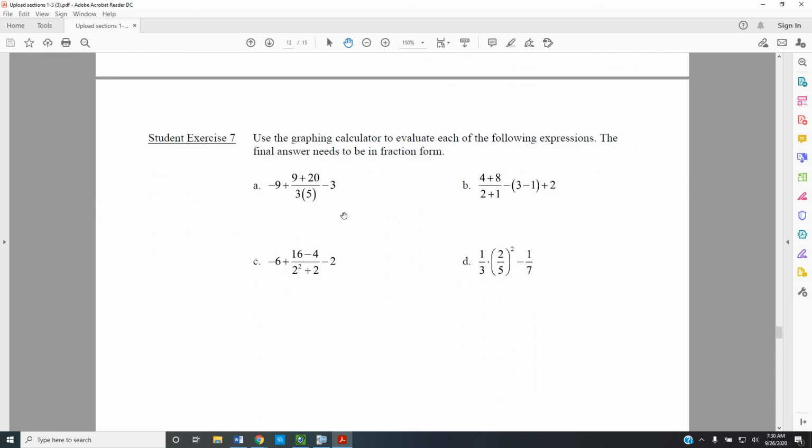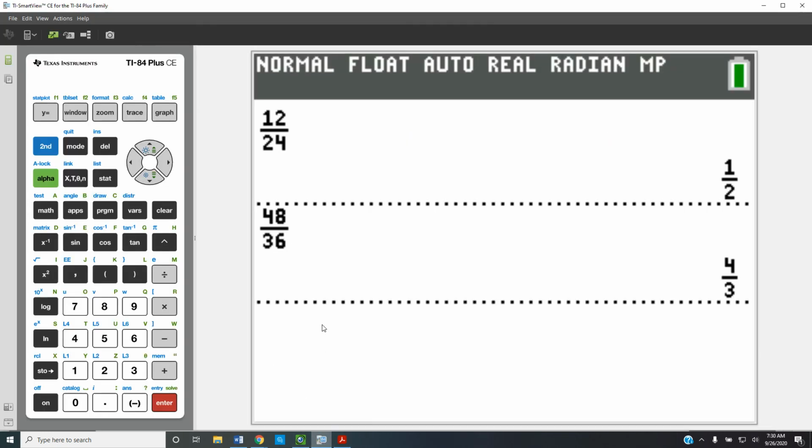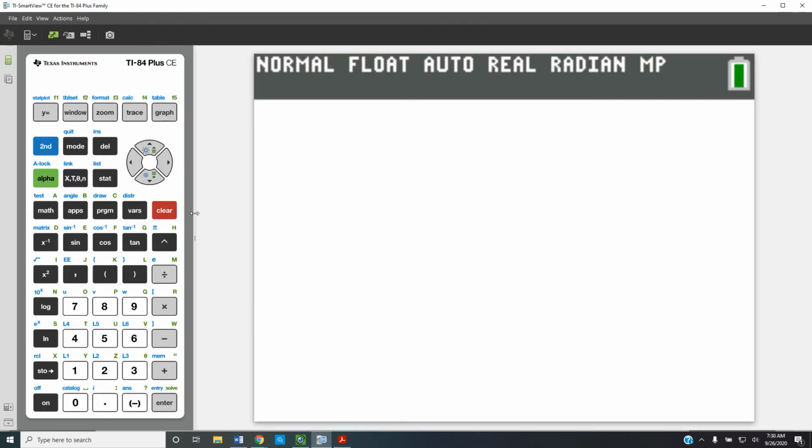I tell you what, I'll do one of these for you just so you can see how all of this goes, and then that'll be the end of this particular section. So I will do letter A with you. So let's enter letter A. Let's clear out here. So first of all, we want a -9. So we have to start with a -9. Then we want to add something to that. And what we want to add is this large fraction. So we're going to get a fraction template. And in the numerator, we're going to put 9 plus 20.